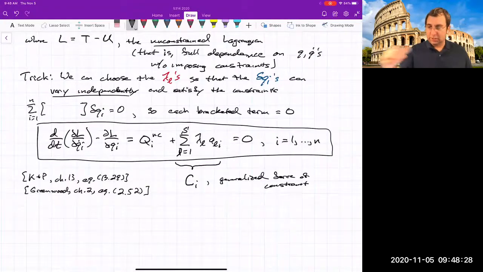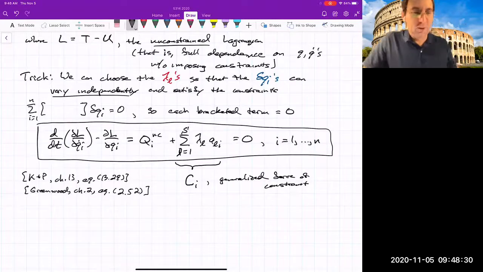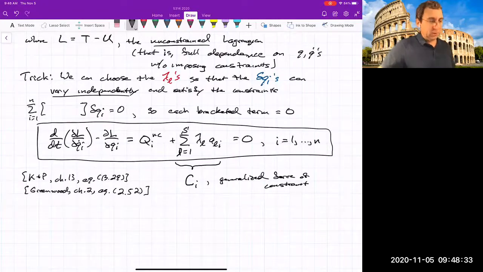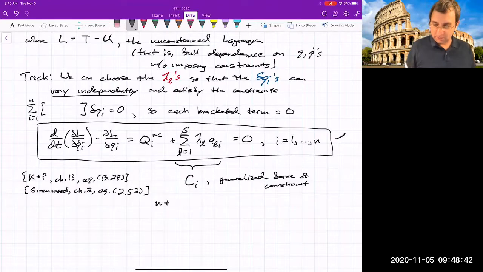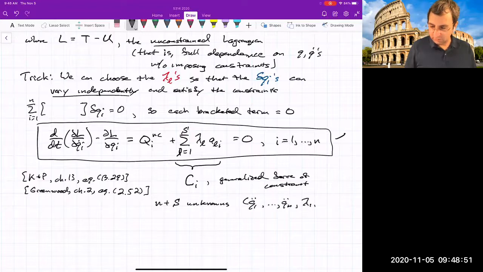Now, this allows you to solve, as we said last time. You've got these n equations and then the s constraint equations, and then you have n plus s unknowns, which you could think of as q_1 through q_n double dot, and then lambda_1 through lambda_s, the Lagrange multipliers. So you've got n plus s equations and n plus s unknowns.